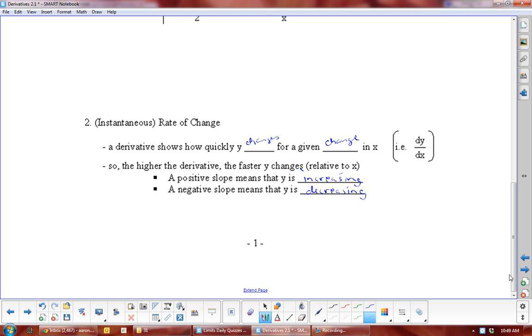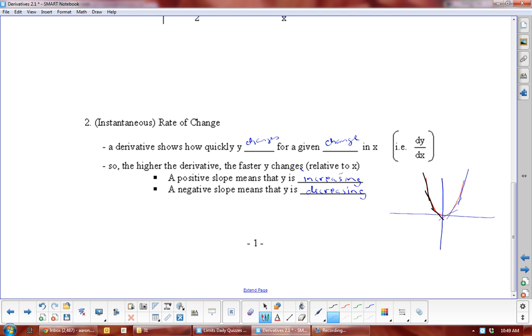I could give you the most basic example. Let's just throw in y equals x squared. Where is it increasing? Well, the slope would be increasing here, and here, and here. Yeah, that's when it's increasing. When is it decreasing? Well, it's decreasing there, there, there.